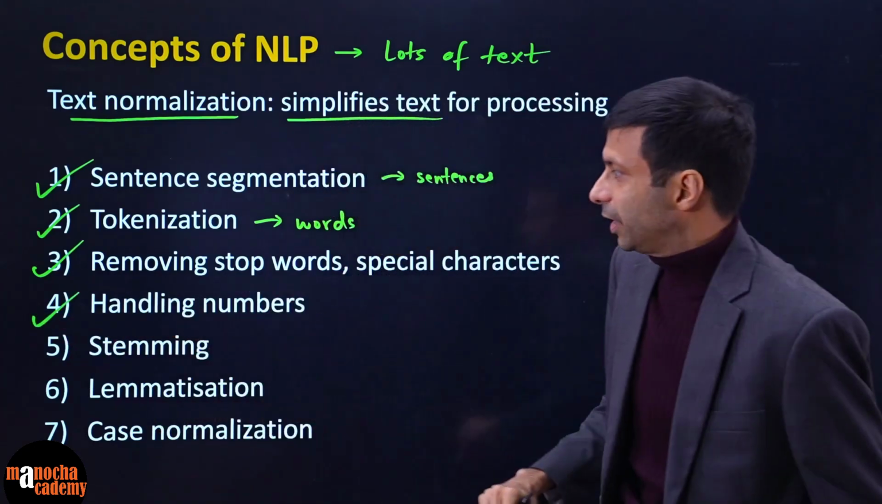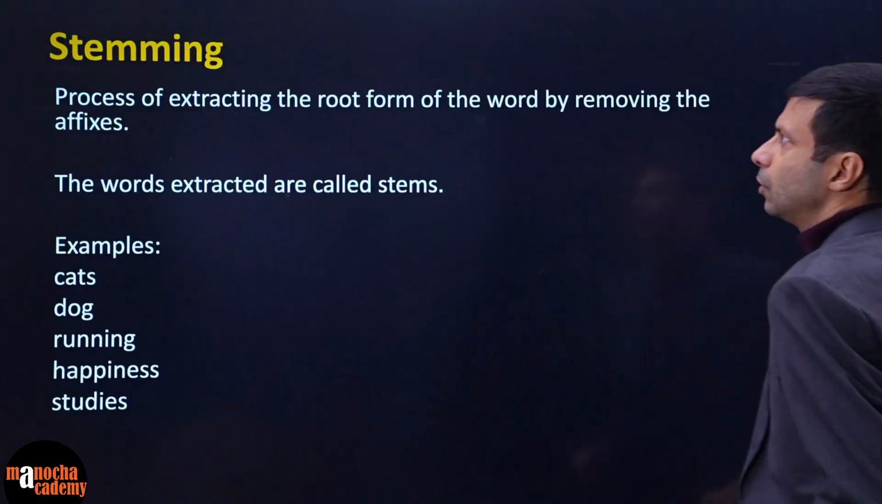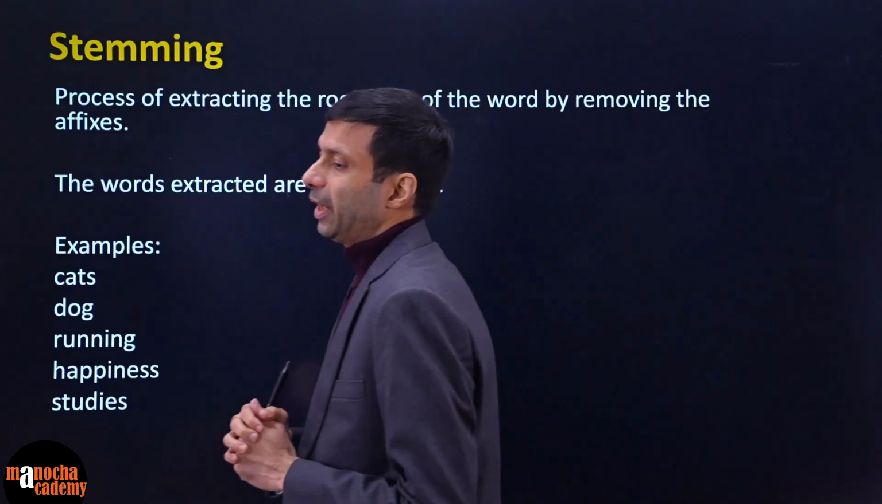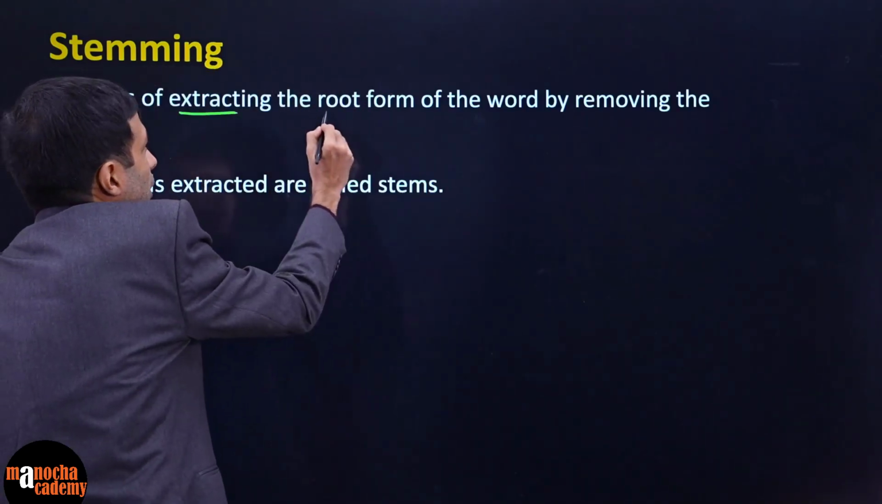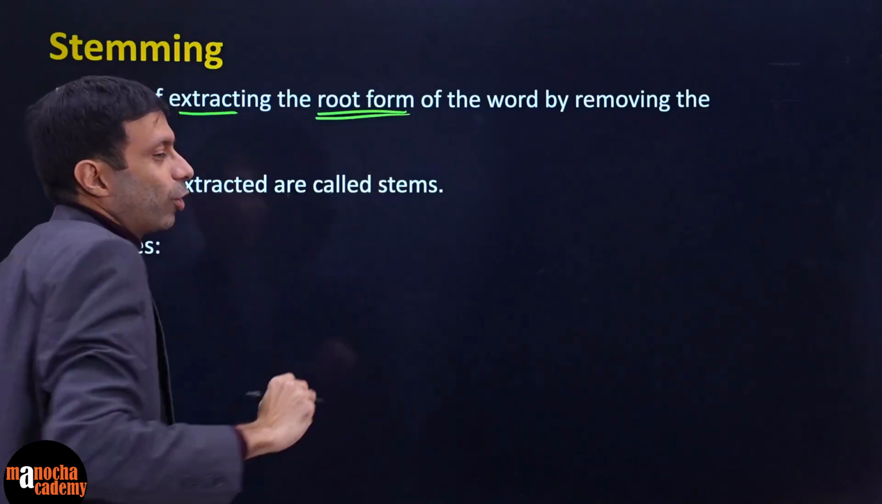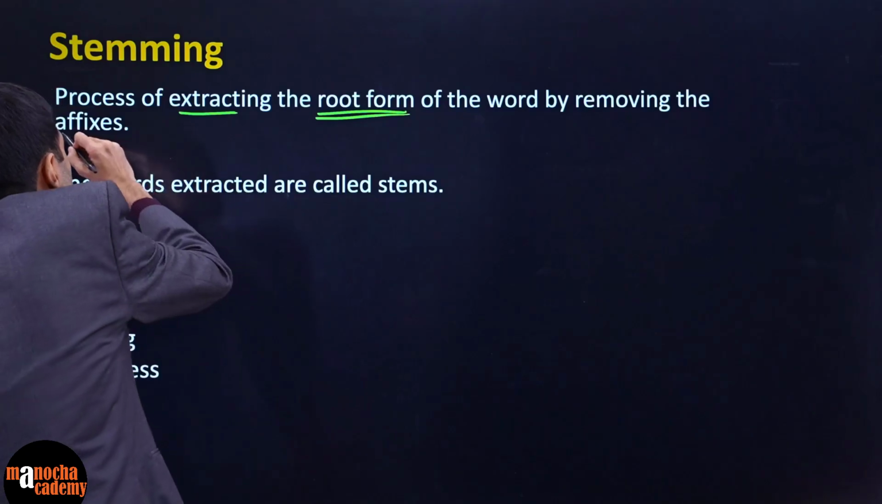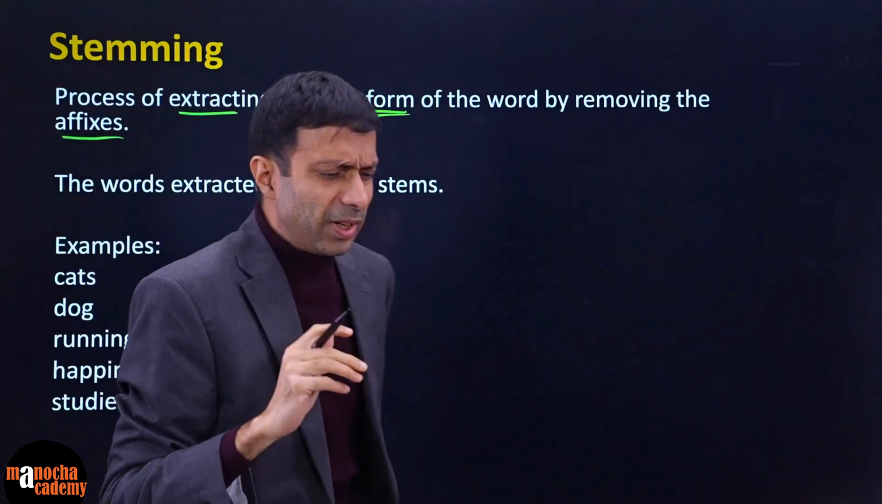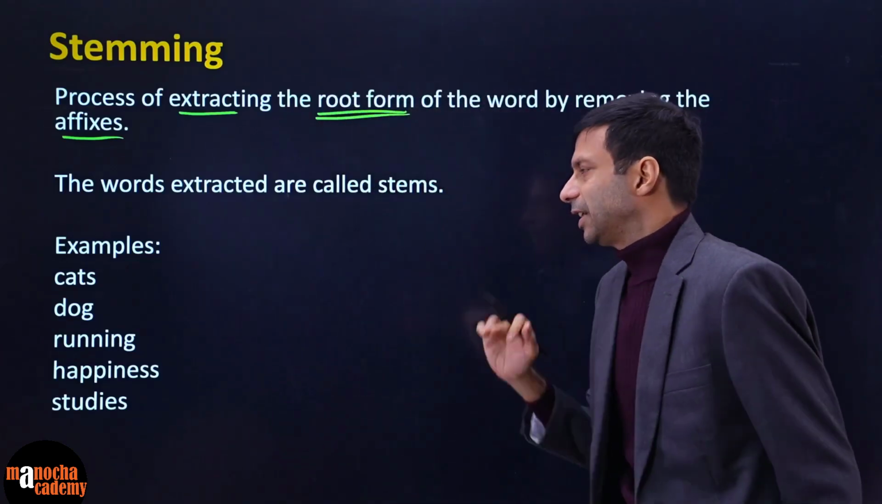Now let's come to these really interesting steps, which are stemming and lemmatization. Really fun stuff. What is the process of stemming? In stemming, what are you doing? You want to extract the root form. This again might remind you of all your English grammar classes. What is the root form of the word? Simply by removing the affixes. So here we do it in a very simple way, right? We don't do it like an English teacher. So I'll show you. Let's take an example.